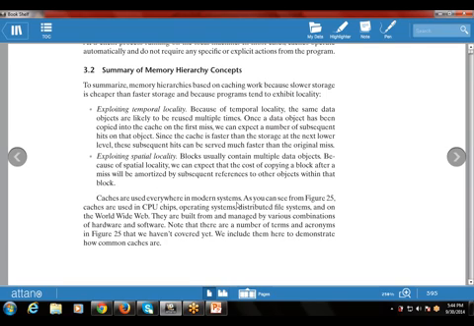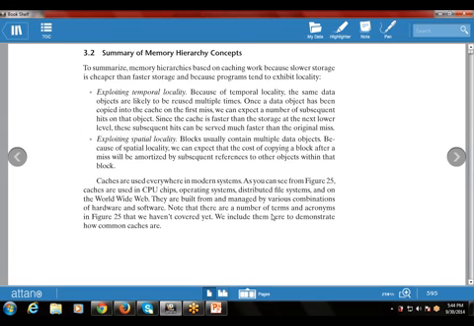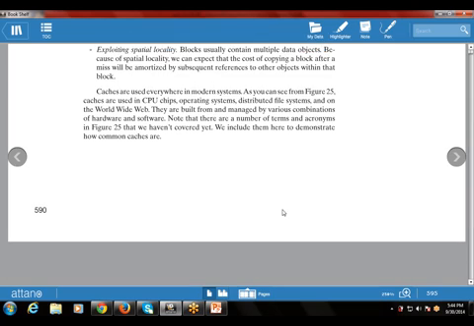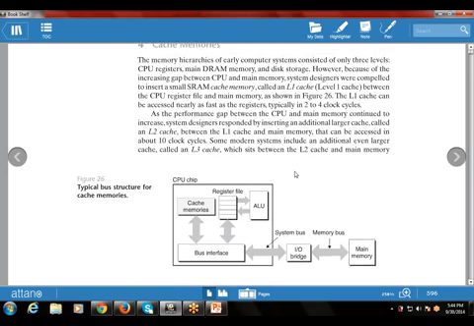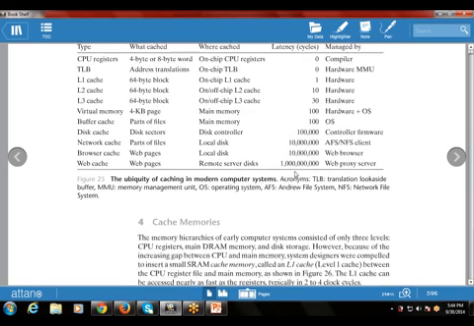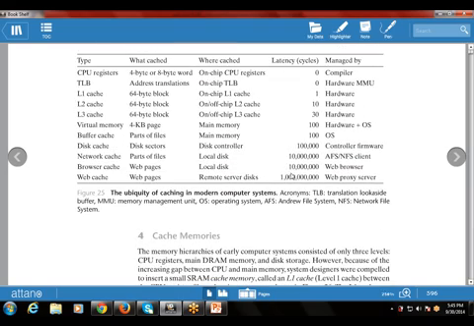Caches are used everywhere in modern systems. As you can see, caches are used in the CPU chip, the operating system, and distributed file systems. This is the diagram showing that cache is used everywhere.